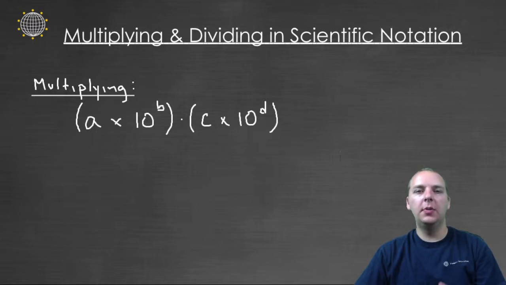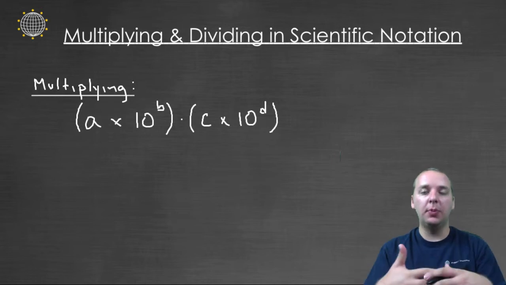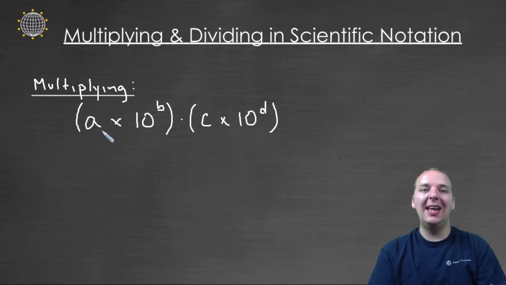Let's talk for just a minute about how we take two numbers in scientific notation and multiply them together or divide them. So let's start with multiplying. If we had one number, a times 10 to the b, in scientific notation, and another number, c times 10 to the d, also in scientific notation, how do we multiply these two together?